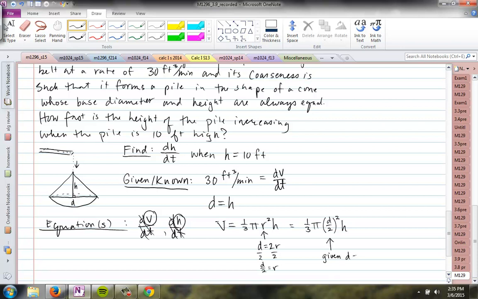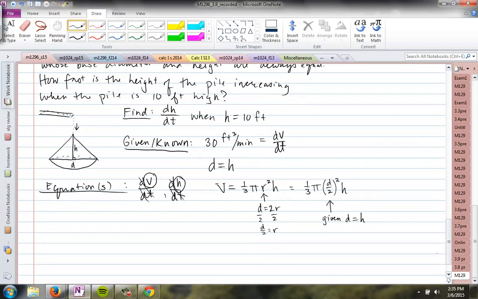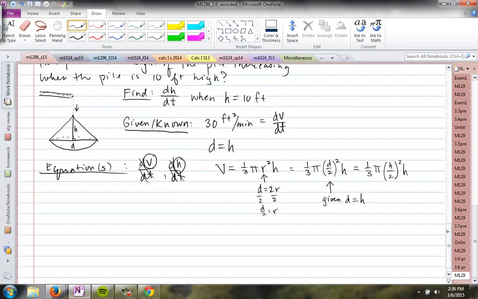So here's where you need to note that you're given that the base diameter is always equal to the height. So that's a constraint we can use to write what we have here entirely in terms of h. So we want to do that in the beginning. So we have 1/3 pi, and then we can just have this little equation for d equals h, and so now plug in the h for d. And now we have an equation where we have v and h in them, and those are the variables, and those are accounted for with rates, so that's great.